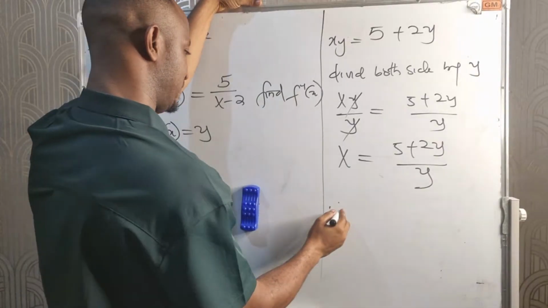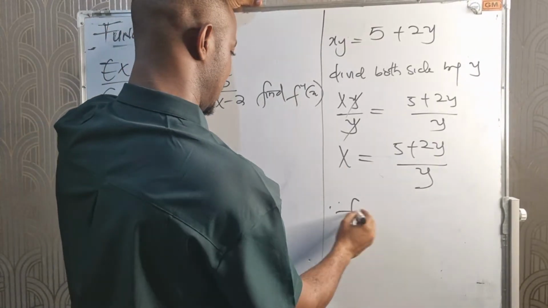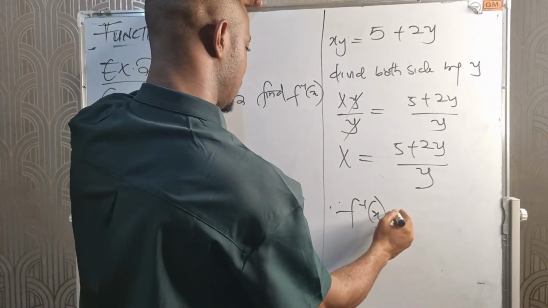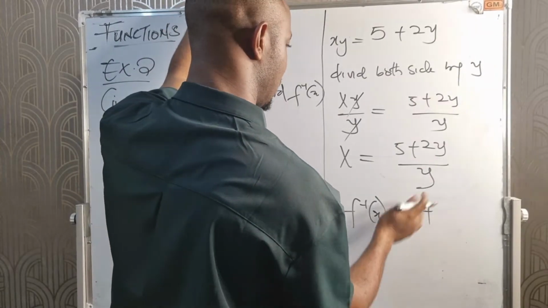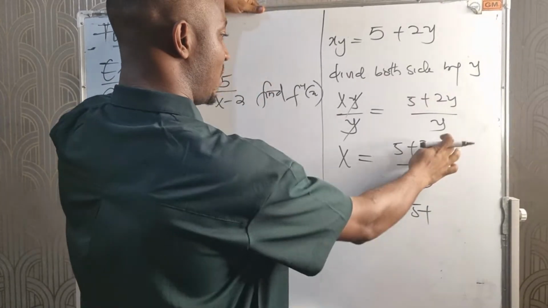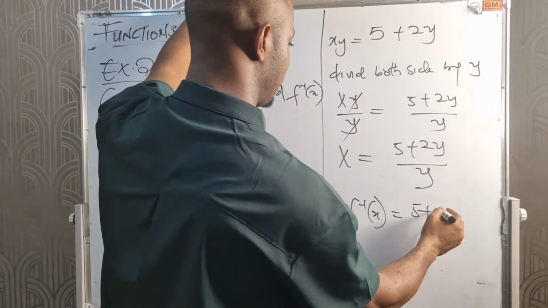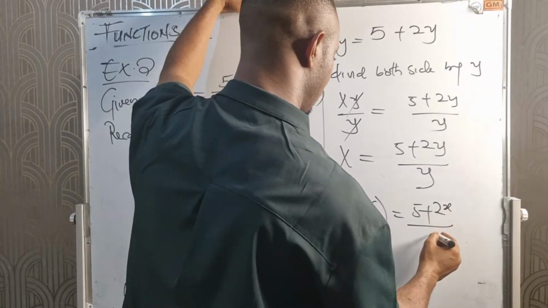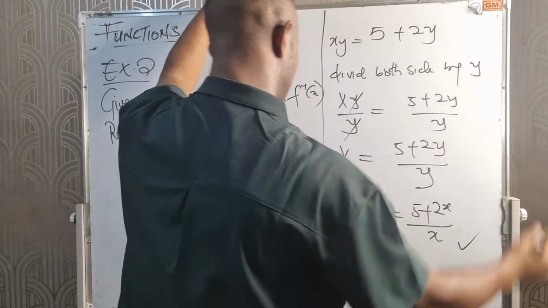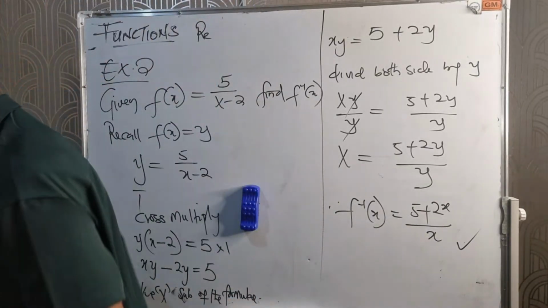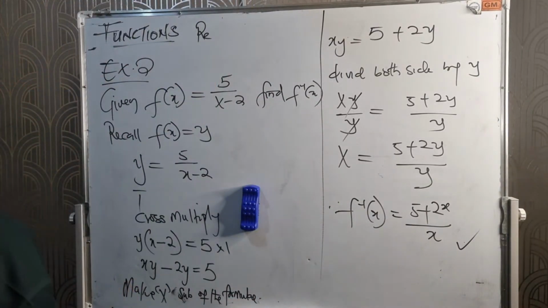So therefore, what will be our inverse of x? Inverse of x becomes 5 plus 2, and on this side, I will replace my y with x. Here becomes 5 plus 2x over x. Final answer. That's okay. Let's see one more example.